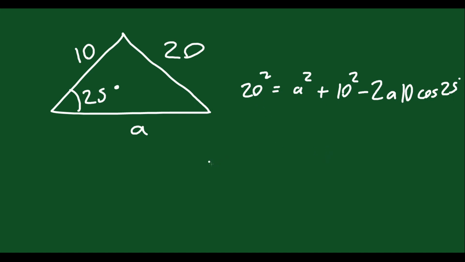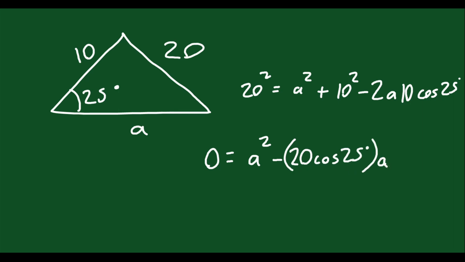If we move everything to the right, you get 0 equals A squared minus 2 times 10 is 20, so 20 cos 25 degrees times A. So I wrote that as a number times A. And then you have 10 squared minus 20 squared, if I move that to the side. And 10 squared is 100, minus 20 squared, which is 400, will be minus 300.